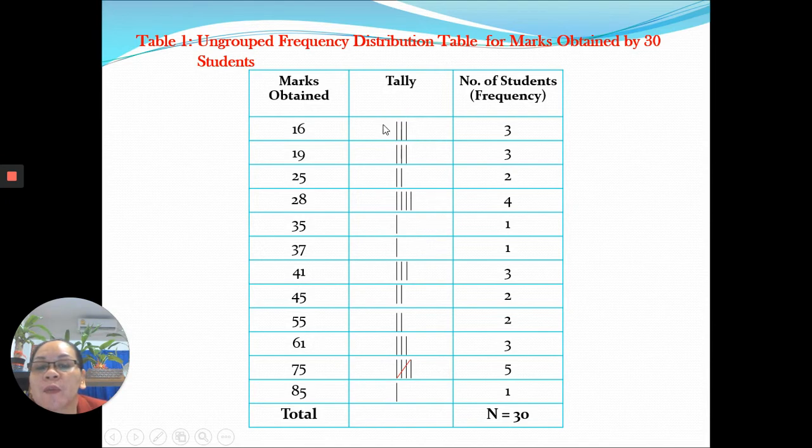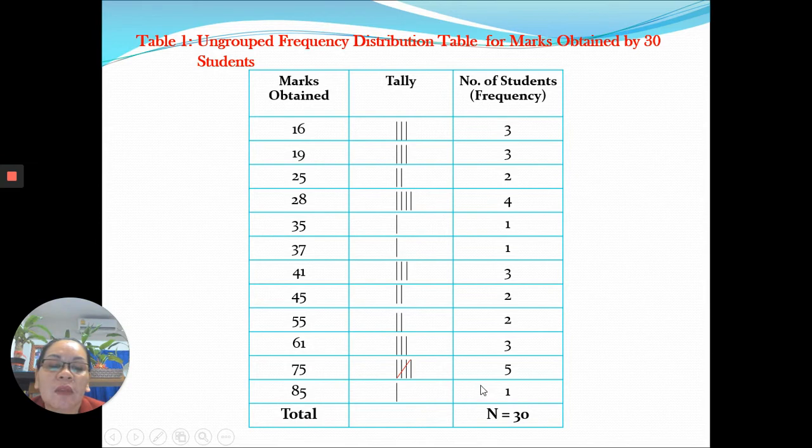And then you have the tally here. How many got 16? So you have 1, 2, 3. Then you'll just have to write that number 3 here for the frequency column. And then for 19, you have a tally here, which is 1, 2, 3. Then you will have a frequency of 3. You do that for the rest of the marks obtained.